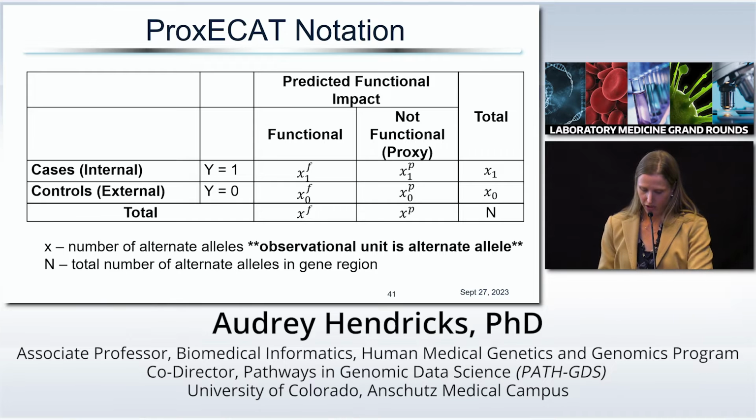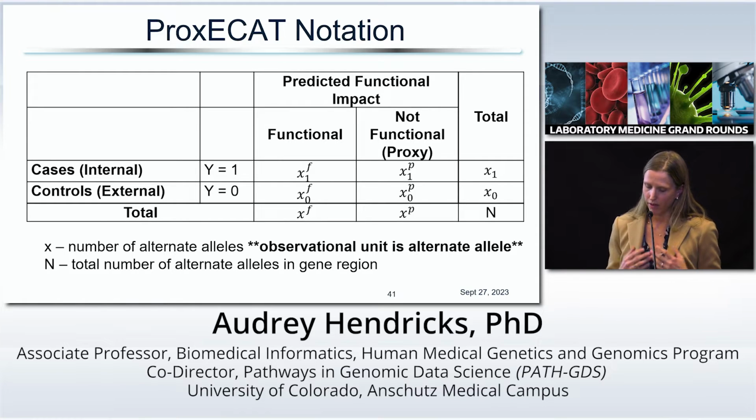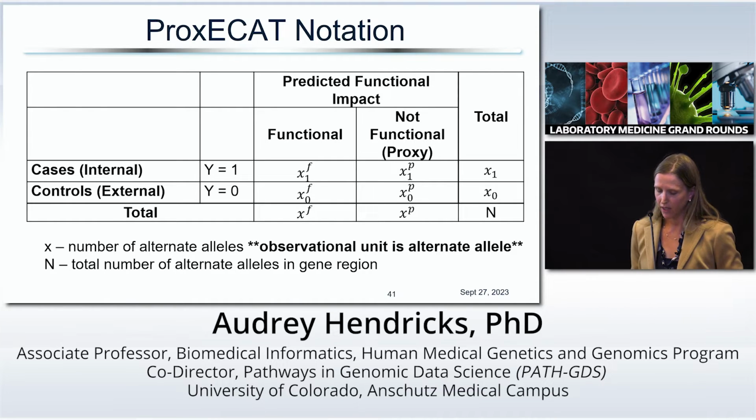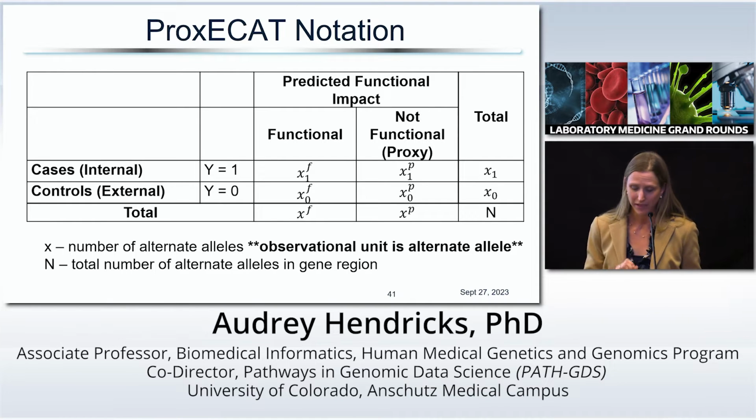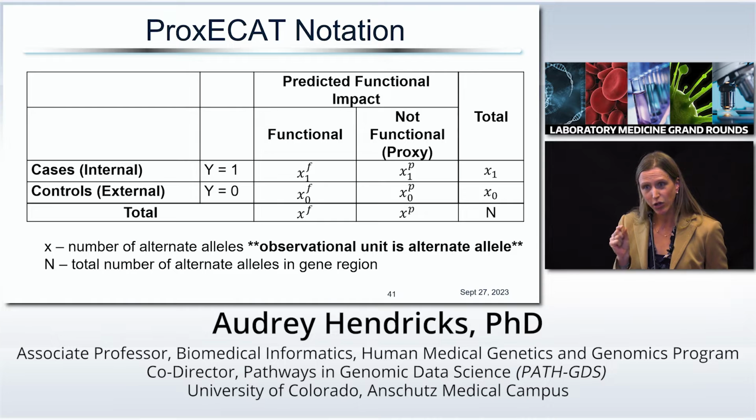So then we wanted to continue with this development, and we thought, what could we do a little bit more? And we looked at the general formulation of ProxyCat. And so here in our rows are our cases and our controls, and then our columns are our functional variants or our not functional. Now, if you're looking at this and you're saying, Audrey, I know what that is, that's a 2x2 contingency table, you would be right, it absolutely is, with one little difference.